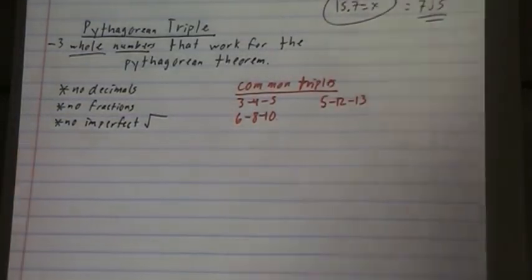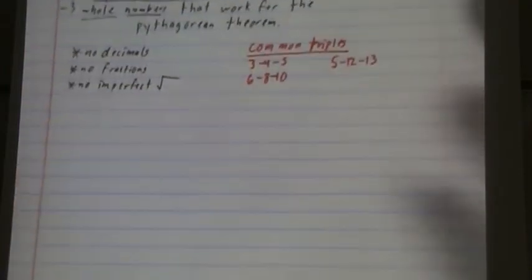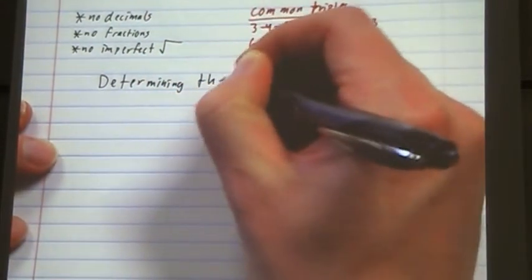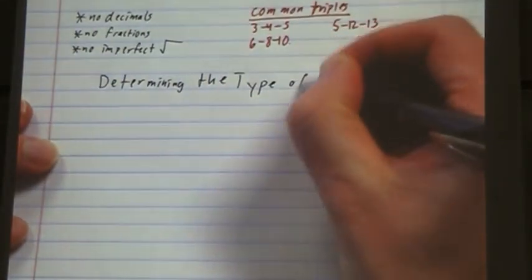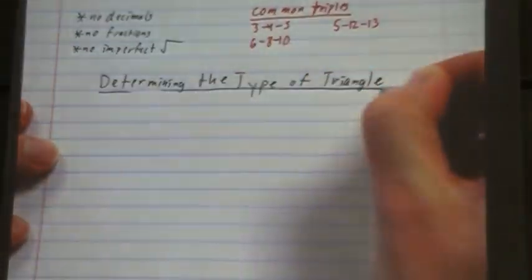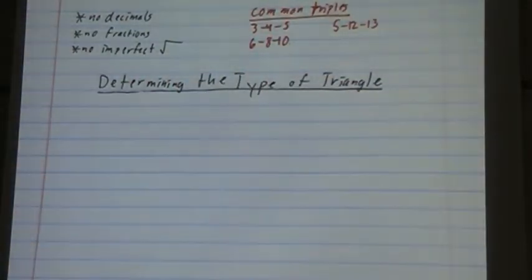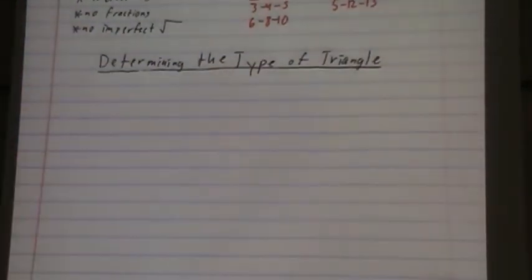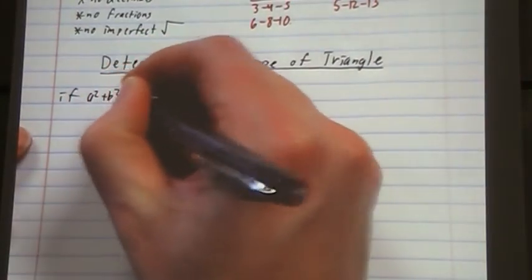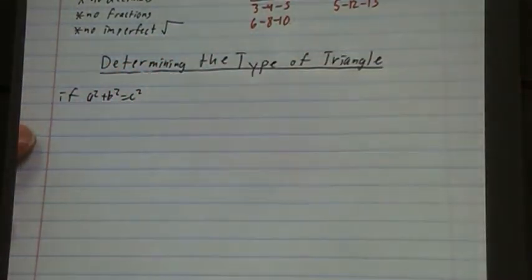The last thing we need to have in our notes, and we're going to use the Pythagorean theorem to do this, is to figure out what type of triangle we have, acute, obtuse, or right, if we're only given sides. So determining the type of triangle. Okay. So you're going to have some situations here. The most basic one is if a squared plus b squared equals c squared, you have a right triangle.